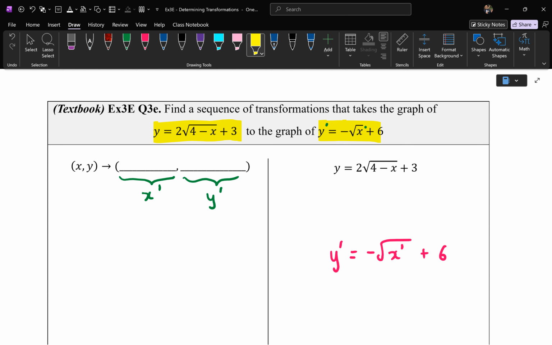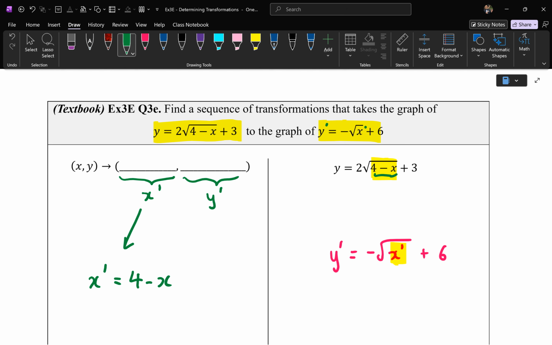So what am I rooting here? I'm square rooting 4 minus x. What am I square rooting here? I'm square rooting x dash. So therefore, these two are matched. Therefore, this is what I'm replacing. I'm replacing this entire thing with an x dash in the square root symbol. So therefore, you can say, well, x dash, I'm replacing it with 4 minus x.